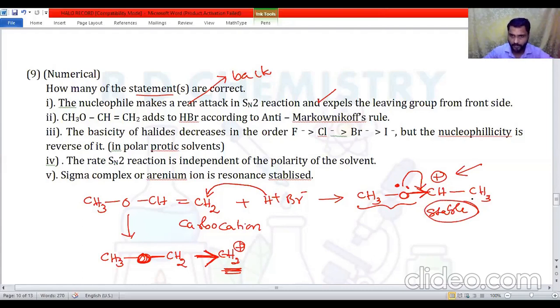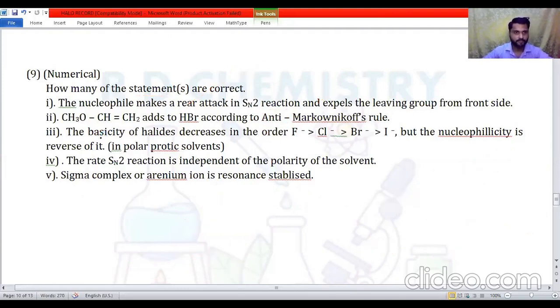If it is the more stable one, then Br minus should be attached to that carbocation. So we finally get CH3O CHBr CH3. This is the major product, and this is according to Markovnikov's rule. Therefore, option number 2 is wrong. They have given it as according to anti-Markovnikov, but it is not according to anti-Markovnikov's rule. It is according to Markovnikov's rule. Therefore, the second one is the wrong statement.